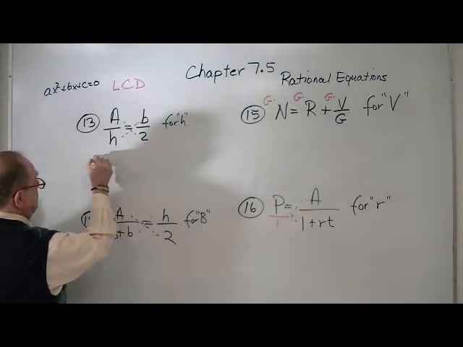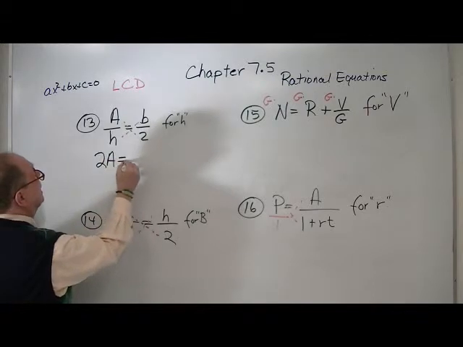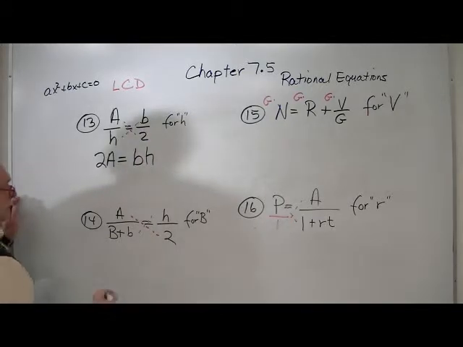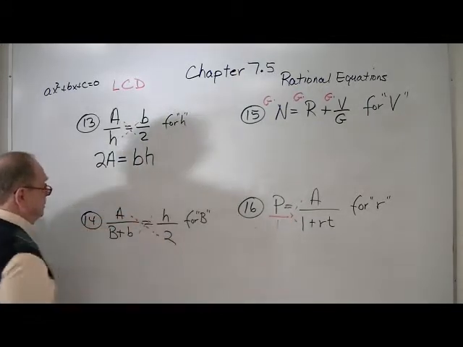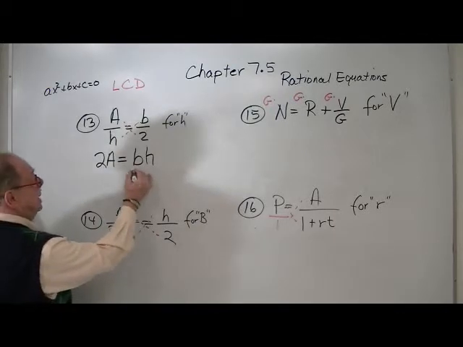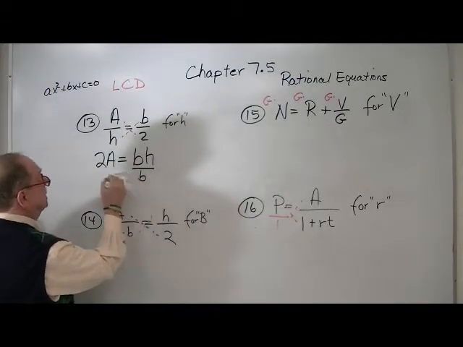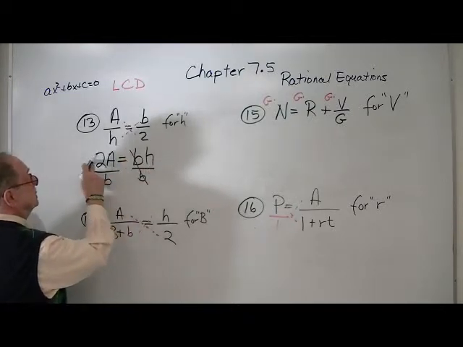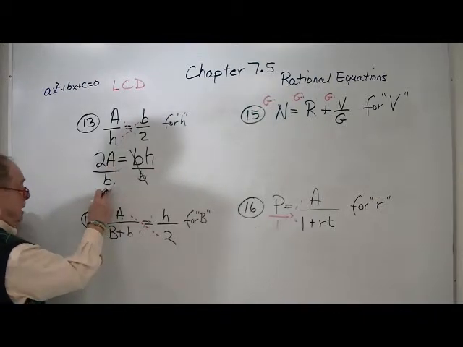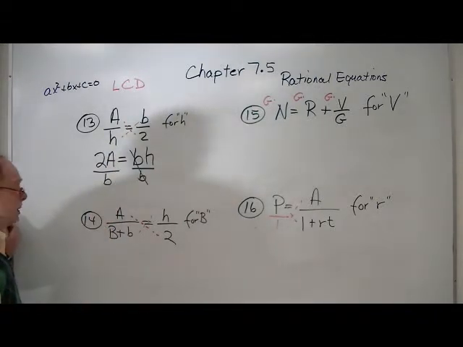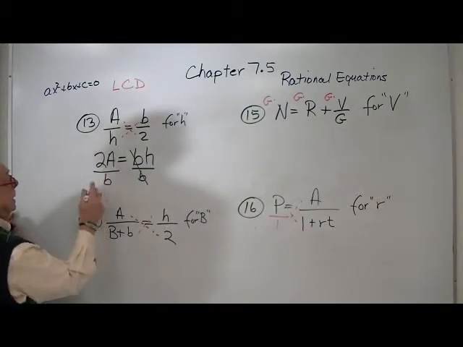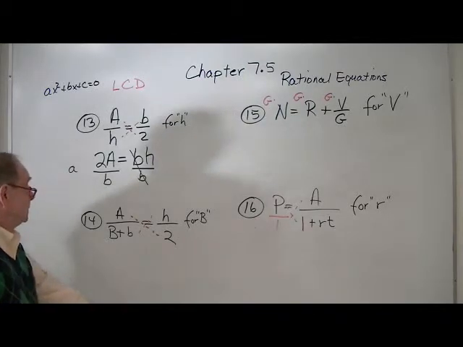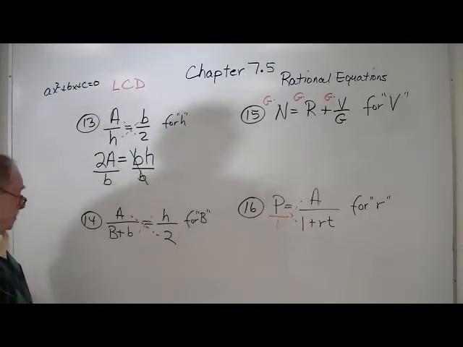So this becomes 2a equals bh. And we want to solve for the h. Well, all we now have to do is divide by b. So h equals 2a over b. And remember, when you're putting this into MyMathLab, this is a capital A. Don't substitute a lowercase a for it, because they'll count that wrong. You have to use the letter they indicate.